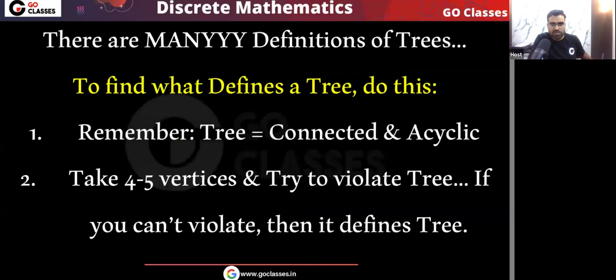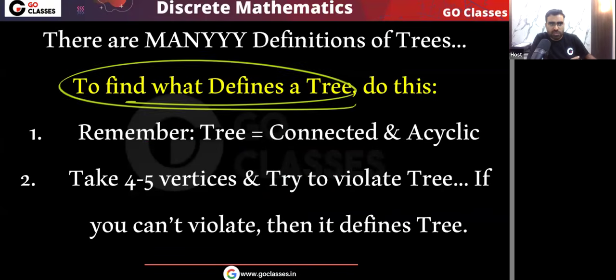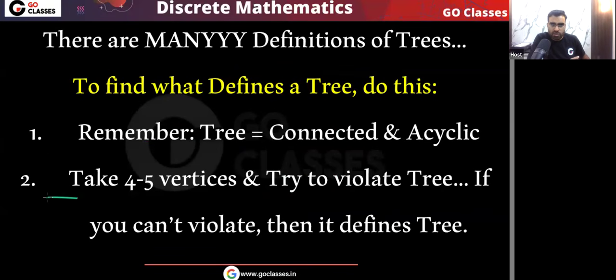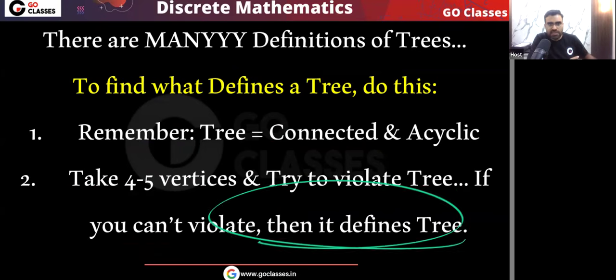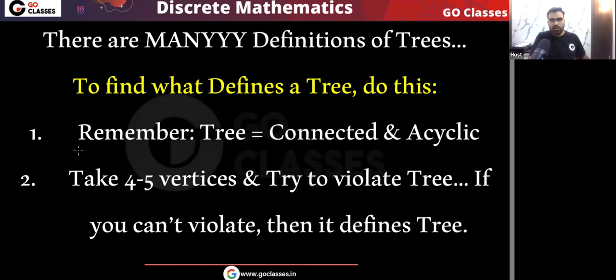So this is what I'm saying, that if you want to find the definition of a tree, then you can take 4 or 5 vertices and try to create a counterexample. You can try to violate the tree. If you cannot violate it, then it is the definition of a tree. And remember that a tree means connected and acyclic, so these two properties must be there to be a tree.